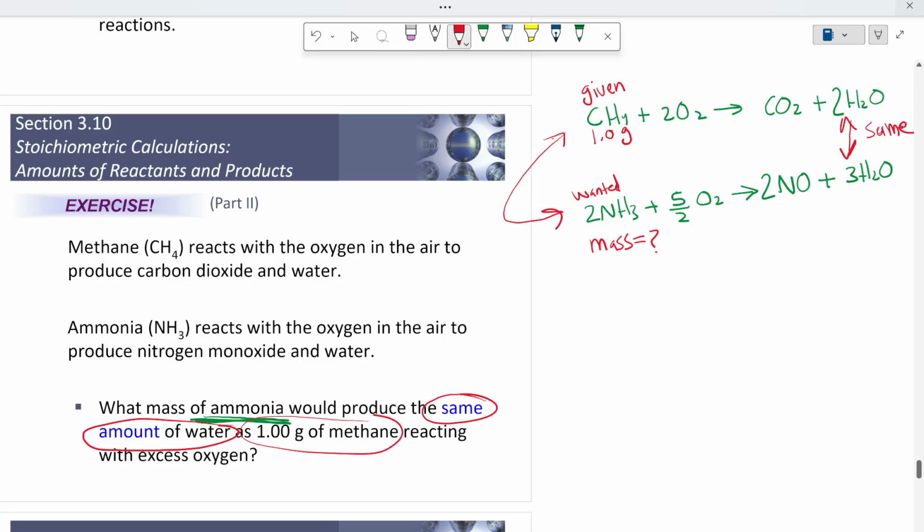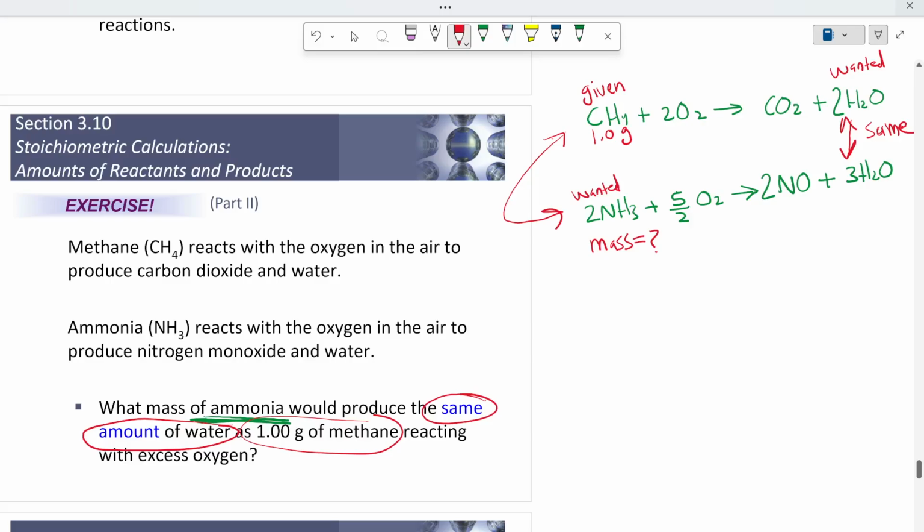Now, can we determine the amount of water in the first equation? Yes, we can. Here, water is wanted in the first equation, and we can determine its amount because CH4 is given, and we can write the ratio between CH4 and water, it's 1 to 2. So let's start with the first step now.